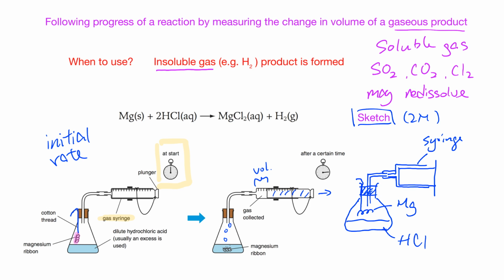Just this is not enough, because the most important thing is the timer. You should have a timer with you. The timer is very important in the setup. So when you need to draw a setup to measure the change in volume, you need to include all these things in your answer. Basically, the setup will be like this.